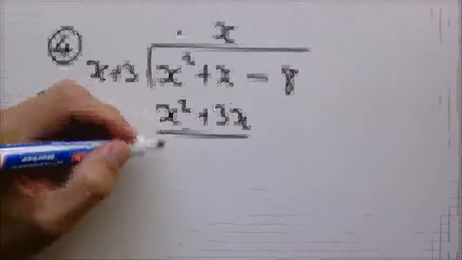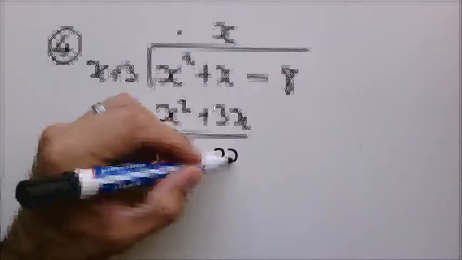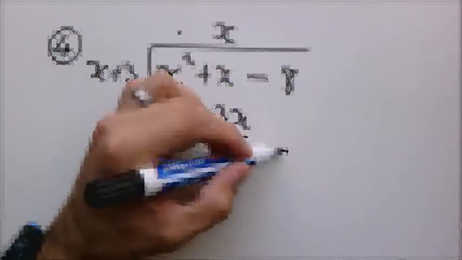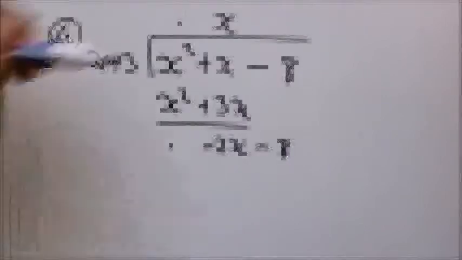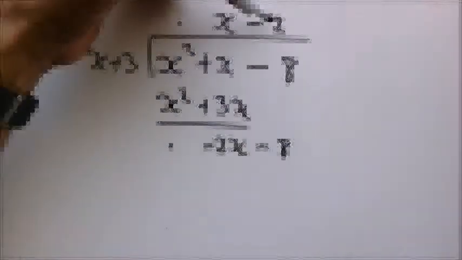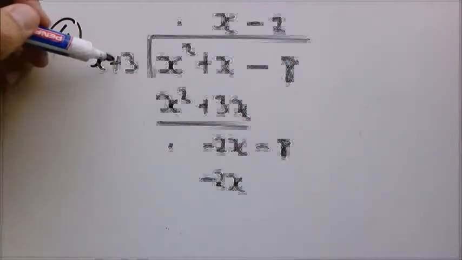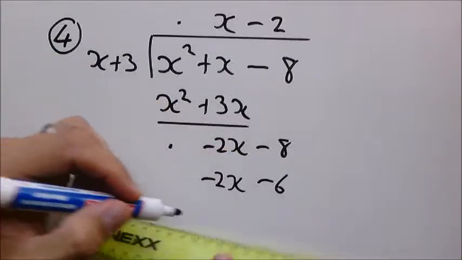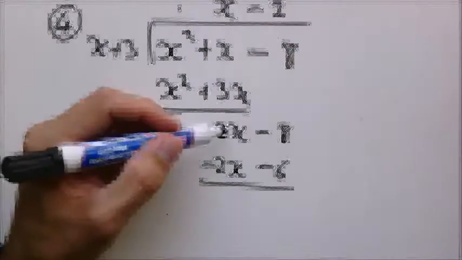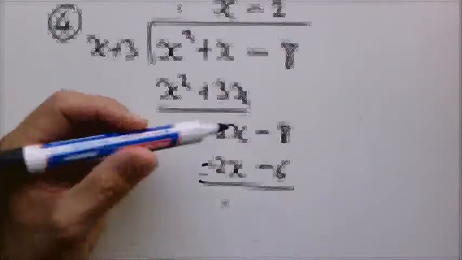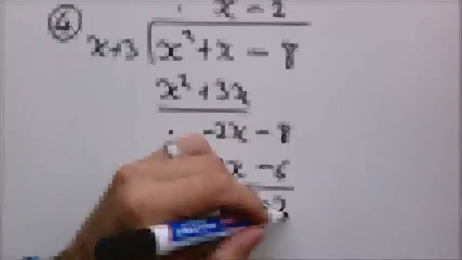You subtract, x squared minus x squared is 0. x minus 3x is negative 2x. Negative 8 minus 0 is negative 8. Now, negative 2x divided by x becomes negative 2. Negative 2 times x becomes negative 2x. Negative 2 times 3 becomes negative 6. Now we subtract again. Negative 2x minus negative 2x is 0. Negative 8 minus a negative 6 becomes negative 2.